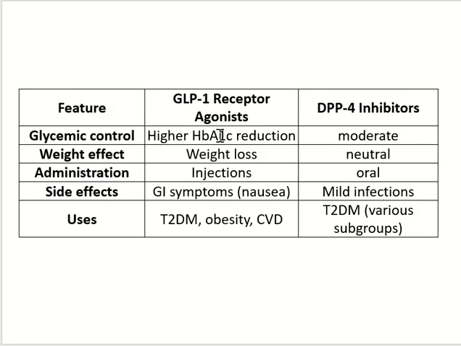So, just to summarize here. GLP-1 receptor agonist provides better HbA1c reduction. It also provides weight loss, but is given as injections. Remember, very few side effects are there. Mainly used in type 2 diabetes mellitus patients, obese patients, and cardiovascular disease patients. But the DPP-4 inhibitors' main advantage is that they are orally available.